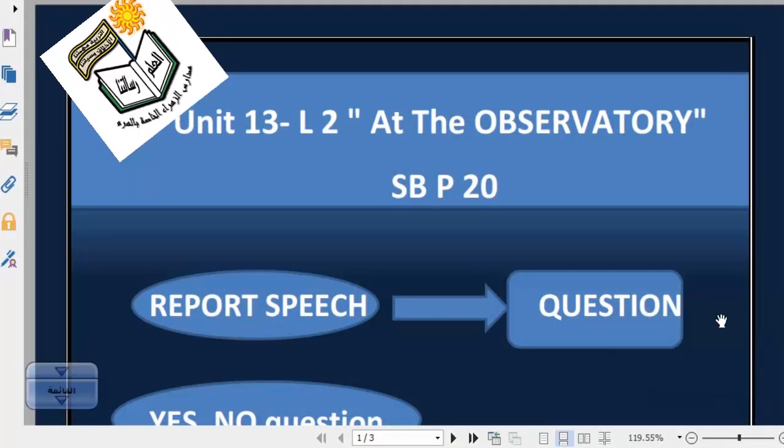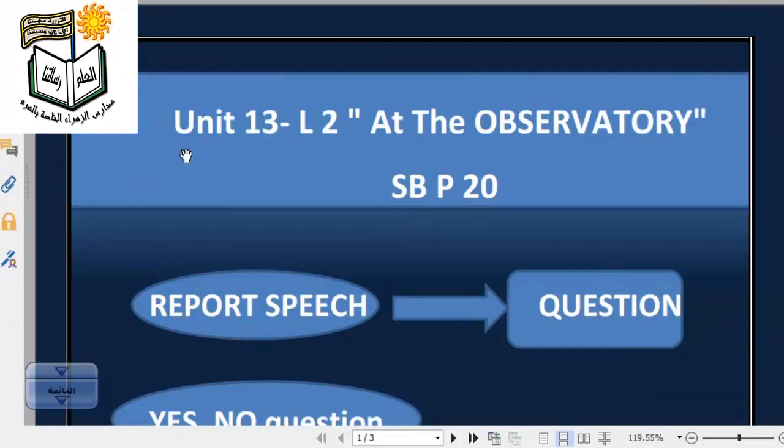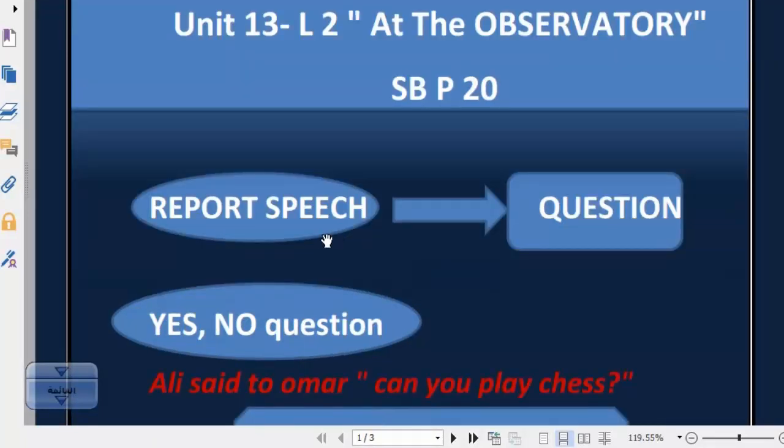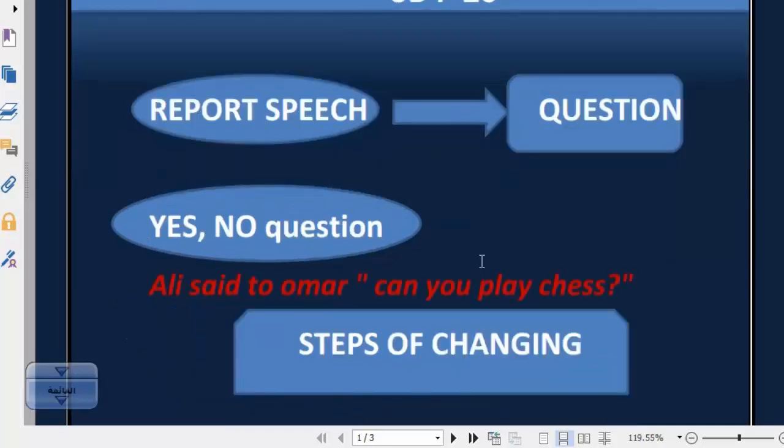Today, in our Prep 3, we have Unit 13, Lesson 2, at the Observatory, Student Book page 20. Today, we are going to talk about reported speech. The question. As we know, questions have two kinds. First kind, yes or no question.